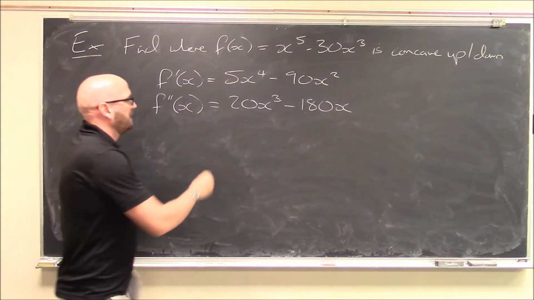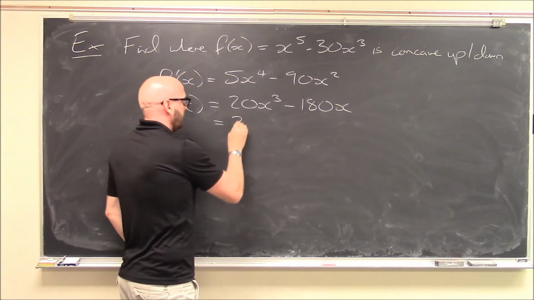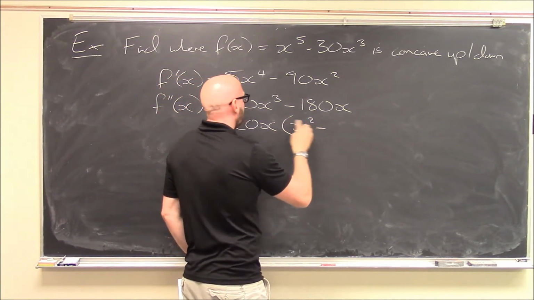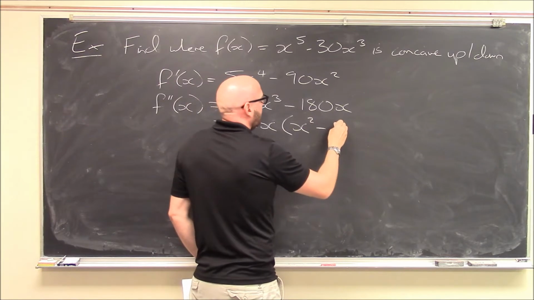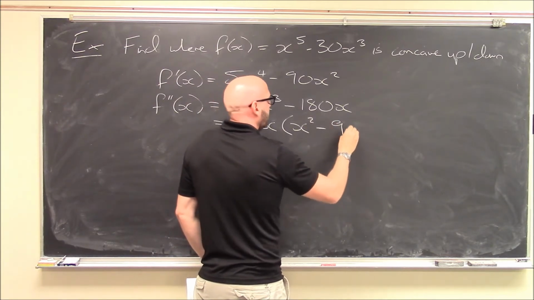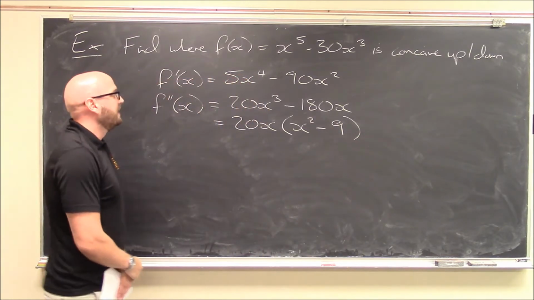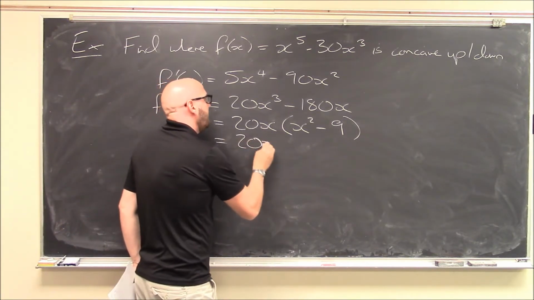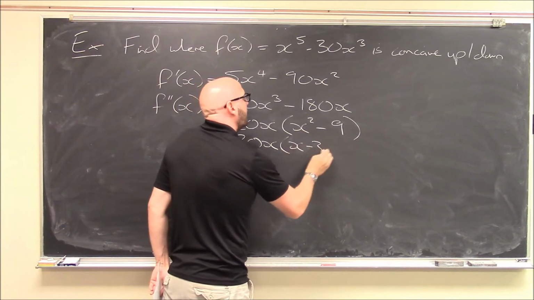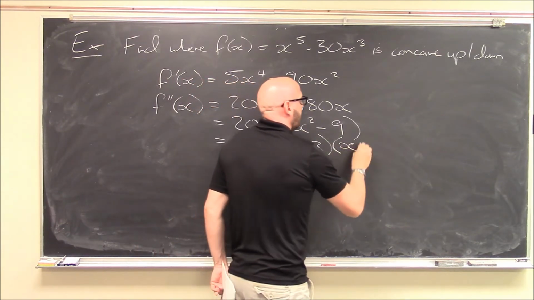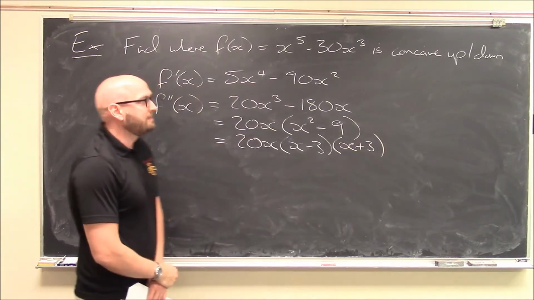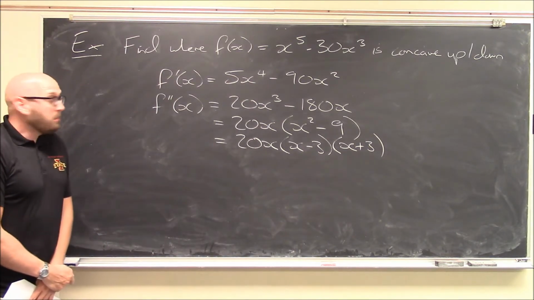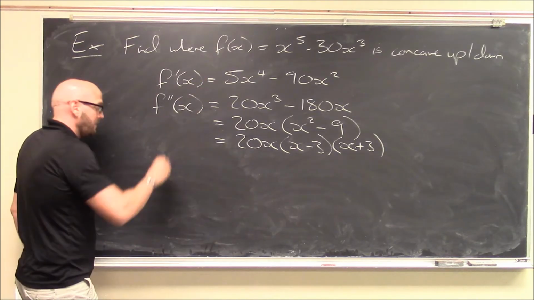And almost certainly what I want to do is factor this. So let's factor out as much as we can. This will be 20x times x squared minus, if we pulled out 20 from this, 9. x squared minus 9. And that's still not fully factored. This is a difference of two squares. This will be 20x times x minus 3 times x plus 3. Alright, so what do we do now? How do we solve these inequalities? Well, we take the domain of the function.